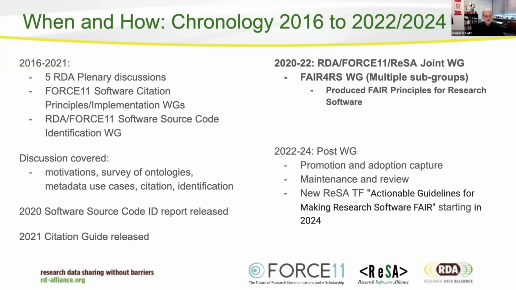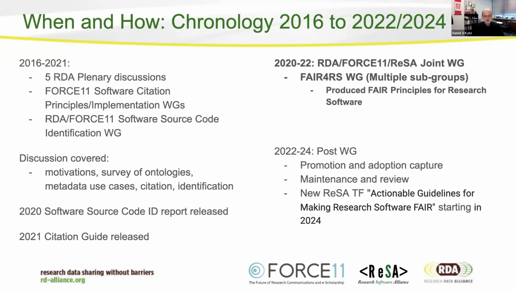And in all these discussions, we talked about a bunch of different issues around research software, such as why is it important? How is it categorized? How is metadata used? What metadata should we be using? How is it cited? How is it identified? Things like that. In 2020, the community as a whole released a software source code identification report.